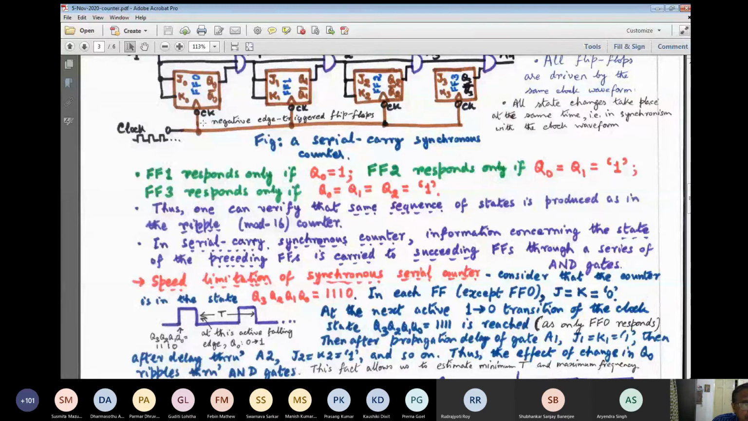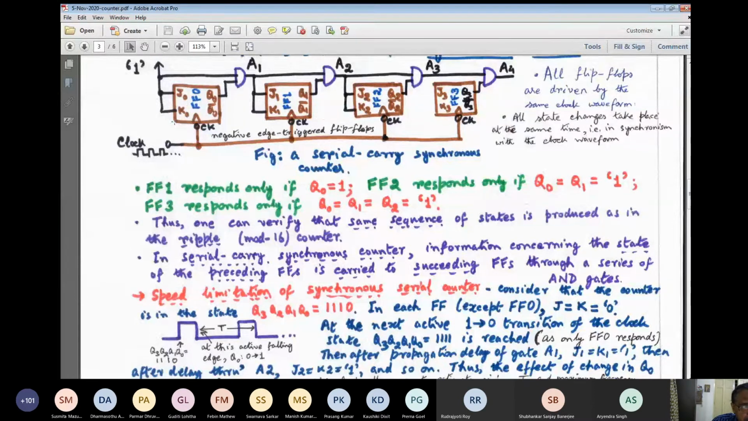Why? Because here the situation is that it is in toggle mode. Both of the J and K are 1. But not for these, not for this, not for this. So only this flip-flop will be able to respond, right? Because for the other flip-flops, J and K will be 0. Clear? Because Q0 earlier was 0, and Q0's effect is rippled to all the flip-flop excitation inputs. That's why, as Q0 was 0, the JK inputs of all the other flip-flops were at 0.